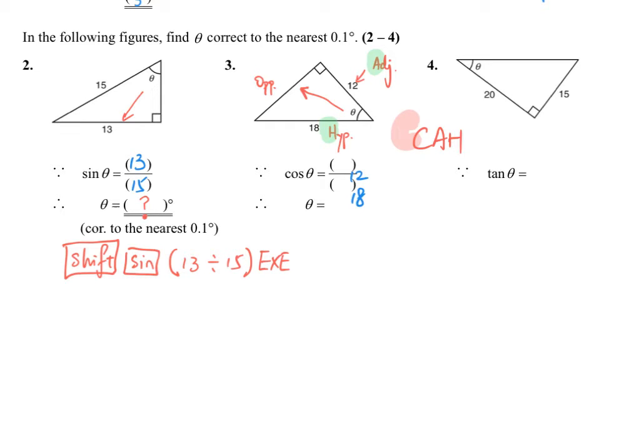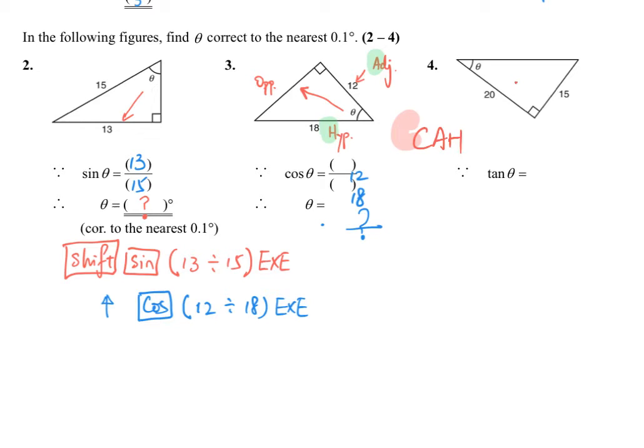Because we are going to find the angle theta, we need the Shift button and then change sine to cosine. And then open bracket, 12 divided by 18, close bracket, execute. Then we will get the answer for theta, the angle. Remember, you need the degree, okay? Don't miss the degree.